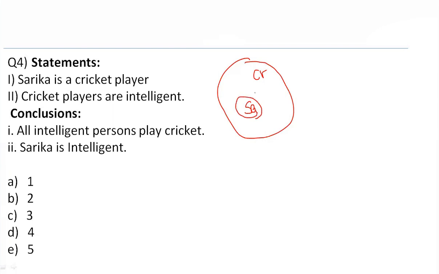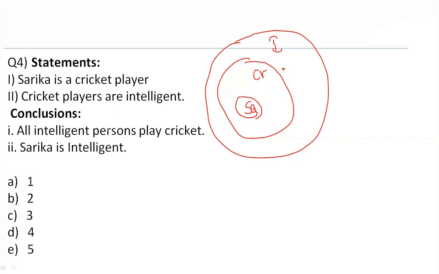Okay. What is the meaning of the statements? There is a category of cricket players. In the category of cricket players, Sarika is one of them. The circle of cricket players represents that that is a category of cricket players, and out of that, Sarika is one of the cricket player. Okay. Next. Cricket players are intelligent. Already cricket player circle is there. Cricket players are intelligent means cricket player circle is completely lying inside the intelligent circle.